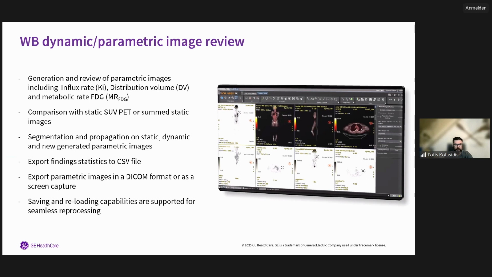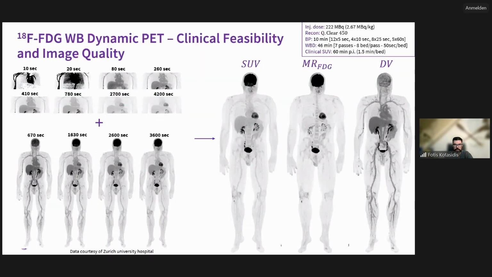Right. So moving on quickly to some images from our clinical experience. As you can see, this is an example of a normal patient. As I showed you before, you get your early single bed dynamic acquisition, and together with your passes, you end up with your SUV, your metabolic rate of FDG, and your volume distribution image. You can really nicely see that the volume distribution image looks more like an angiogram, with very clear definition of the blood pool. And of course, like the previous speaker mentioned, the liver also shows up because of the blood pool and the unmetabolized FDG there.